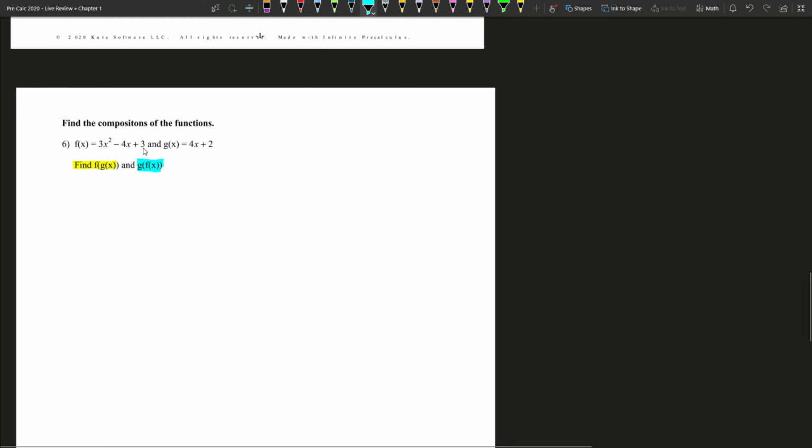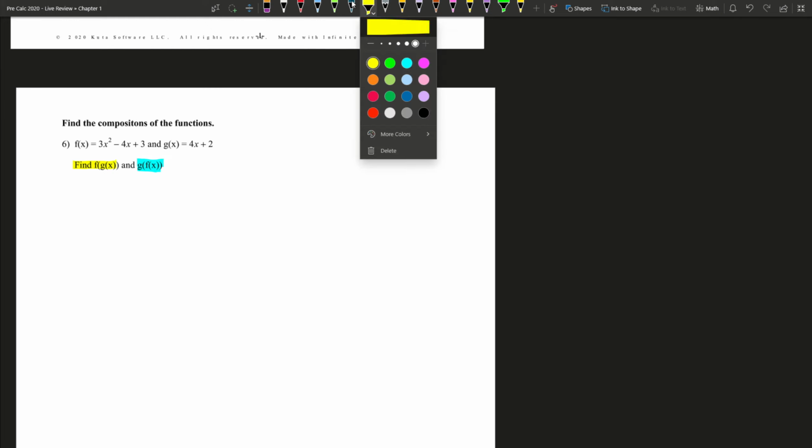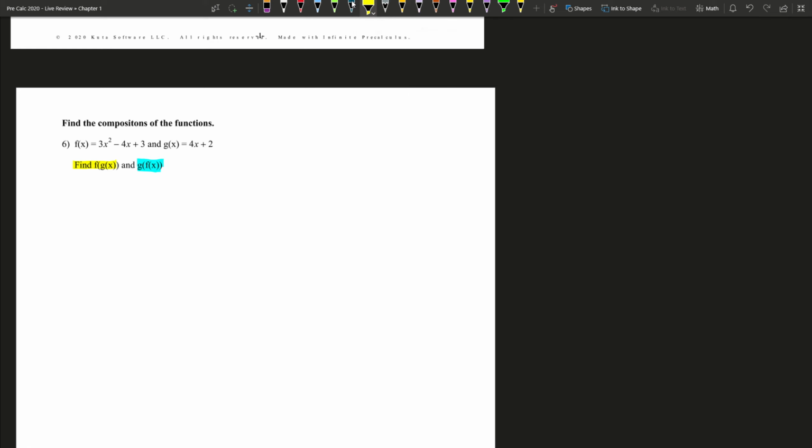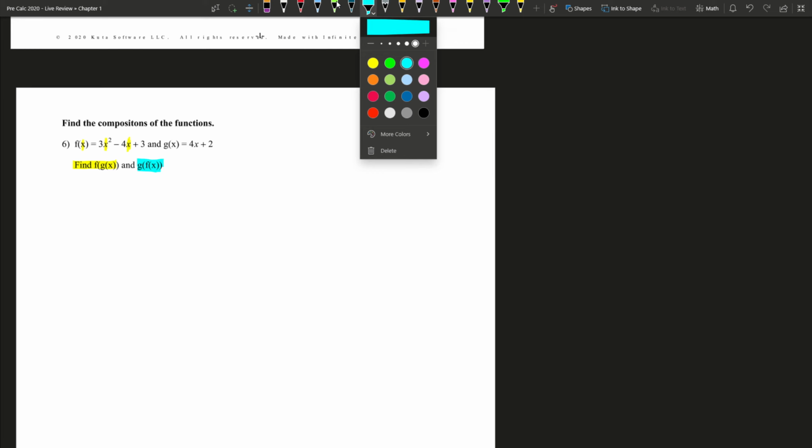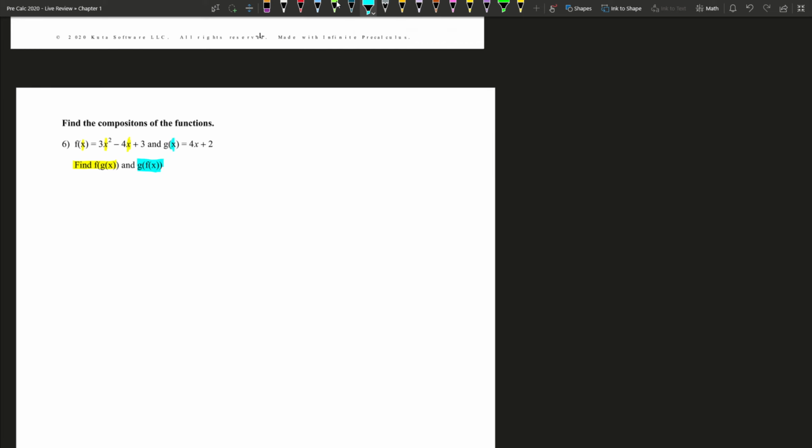Now I want to take a quick step back. For f of x, what this is saying is, for this function f, if we input x, we have to square that input, multiply that input by 3, subtract 4 times the input, and then add 3. For the function g, if we input x, we multiply that by 4 and add 2 to it. So x is just an input, and the function tells you what you're doing with that input.